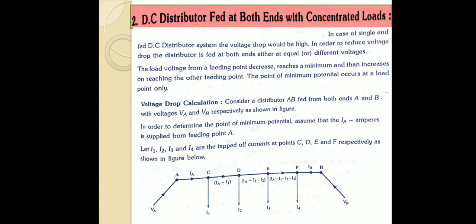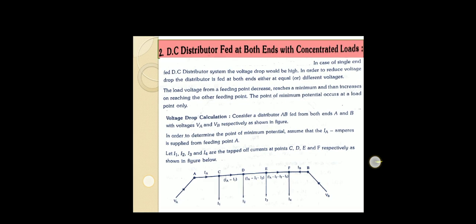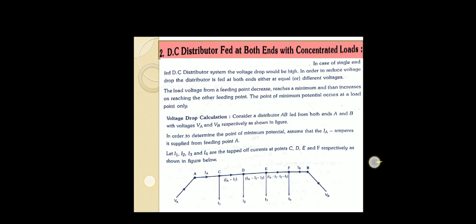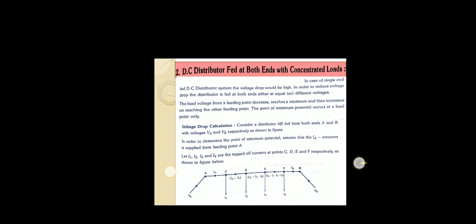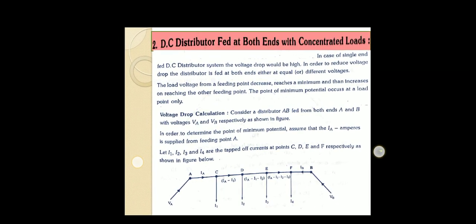So, that is IA amperes supplied from the feeding point A. Let I1, I2, I3 and I4 be the tapped-off currents at points C, D, E and F respectively, as shown below. This figure indicates a distributor fed at both ends, with the tappings taken from the points C, D, E, F.